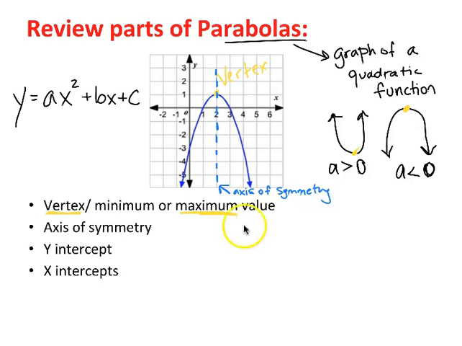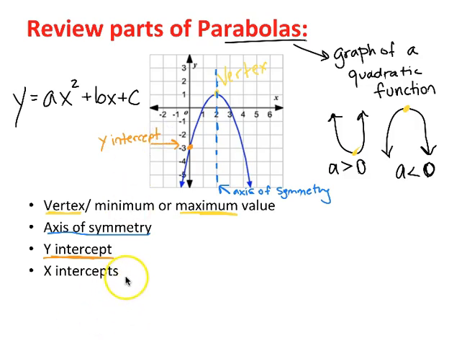What else do we have? The y-intercept, and it's just like what it says. The y-intercept is going to be where our parabola crosses the y-axis. So in this case, it would be right here. This would be our y-intercept.